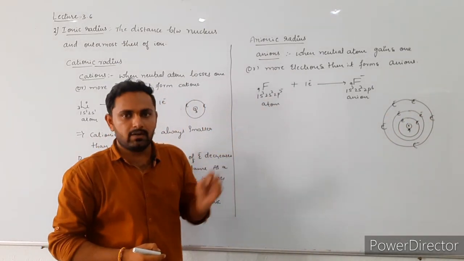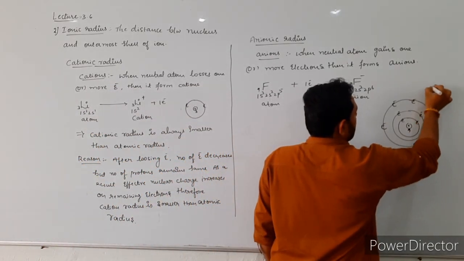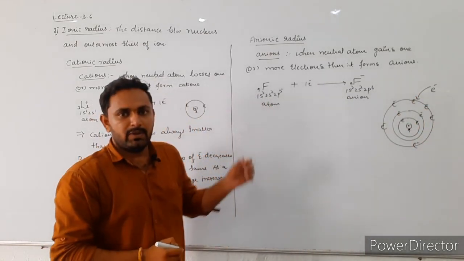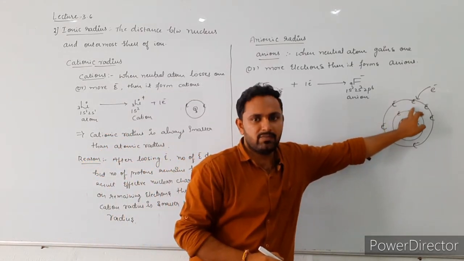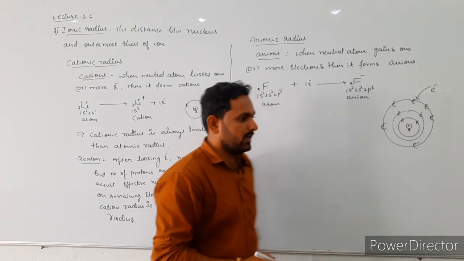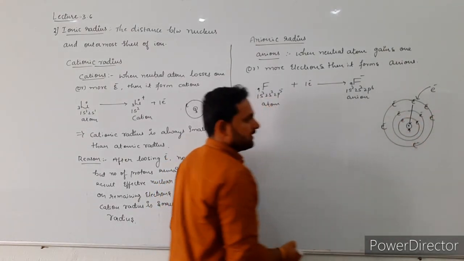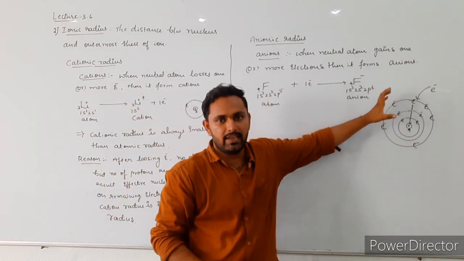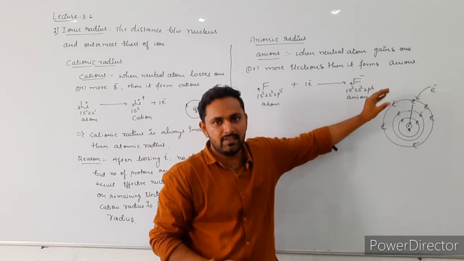But by gaining 1 electron, what happens? Due to same charges, after adding 1 electron, there will be more interelectronic repulsion between electrons. Because of more interelectronic repulsion, what happens? The force of attraction between the nucleus and the outermost shell decreases. When the force of attraction decreases, the size increases. If there is more force of attraction, the size decreases. If there is less force of attraction, the size increases.